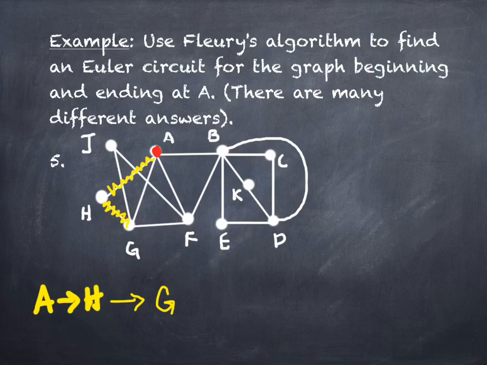Now G has 3 options. We can go from G to A. What else can we do? G to J or G to F. Now, we actually have to stop and ask ourselves, are any of those actually cut edges? In other words, do they disconnect this graph? No, they don't. You're right. So if I cut any of those edges, I don't have any disconnected graph yet. So I can actually go on any of those edges.